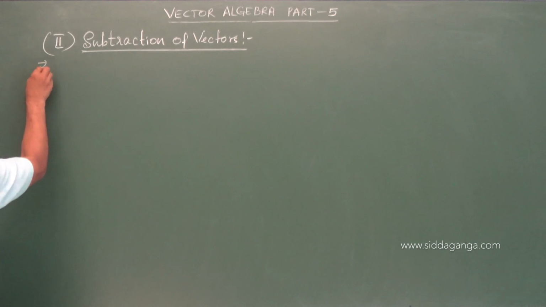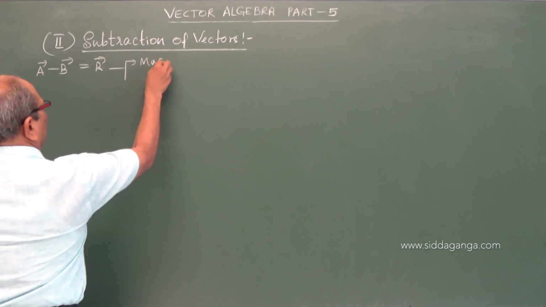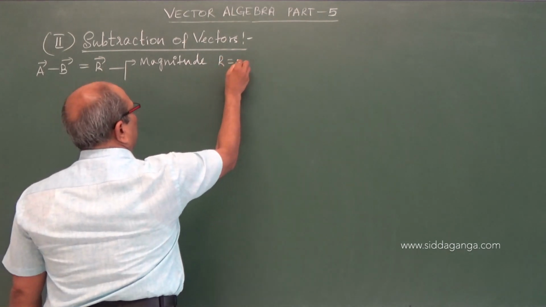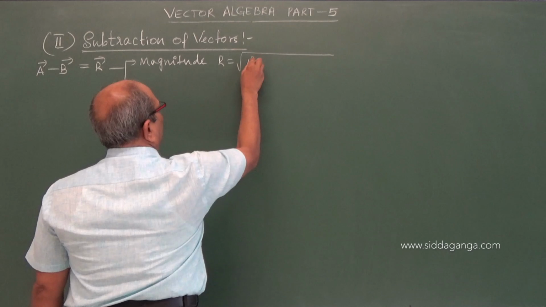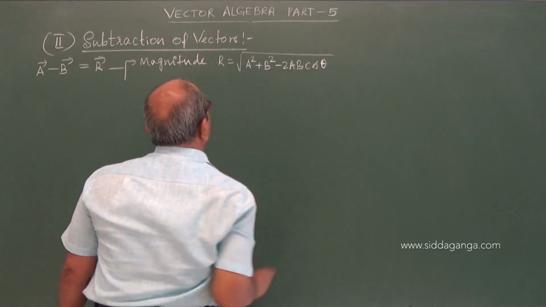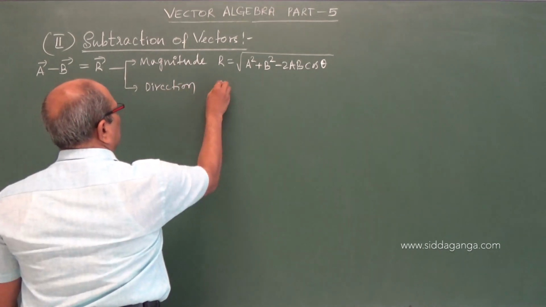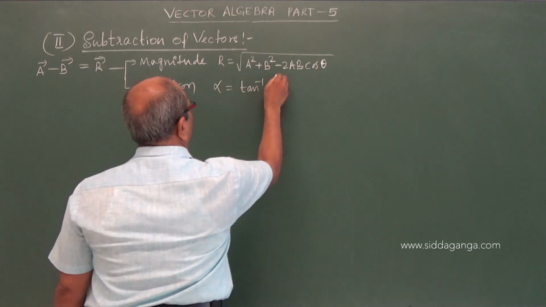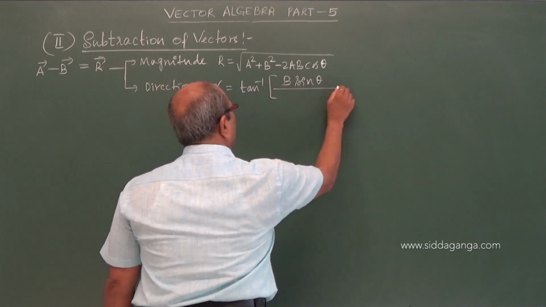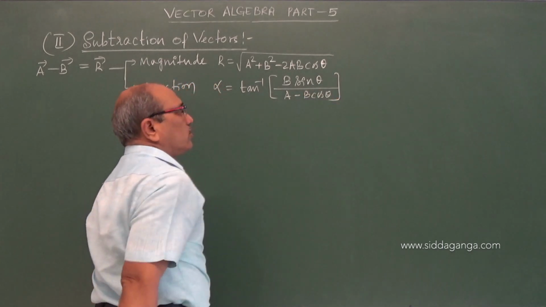So vector A minus B equal to R, magnitude R equal to root of a square plus b square minus 2ab cos theta, and direction alpha equal to tan inverse of b sin theta upon a minus b cos theta. This is the relation we got.